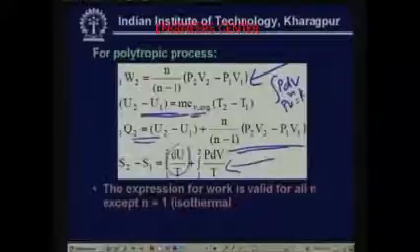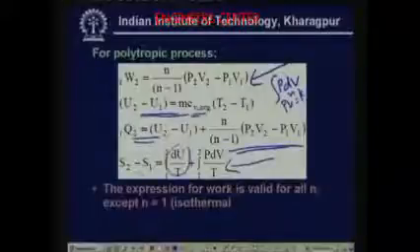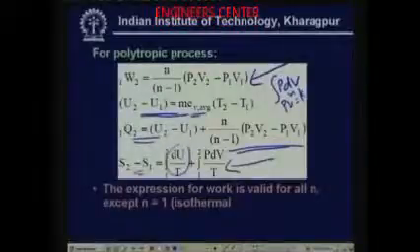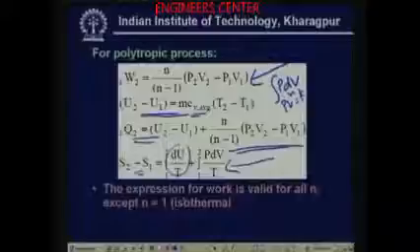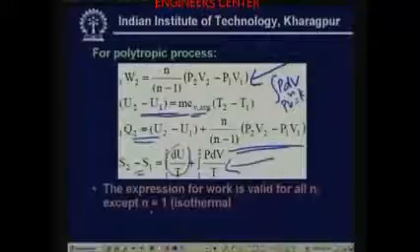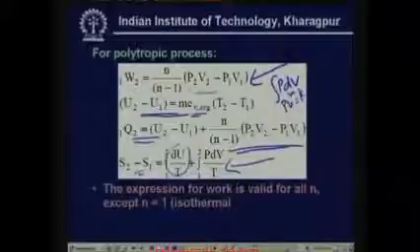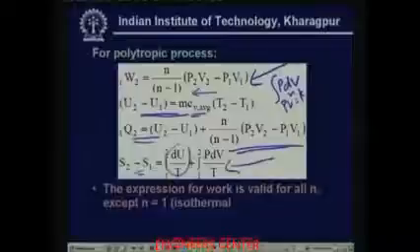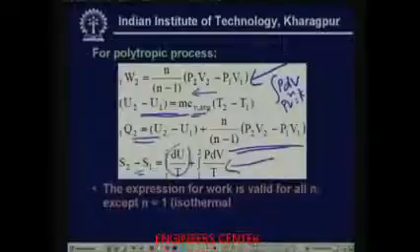Similarly, P can be expressed in terms of T, or T can be expressed in terms of V, and you can get an expression for S2 minus S1. This equation is valid for all n except n equal to 1. When n is equal to 1 you cannot evaluate this. In such a case, n equal to 1, the process becomes isothermal, and as we have seen, we know how to evaluate work transfer for an isothermal process.